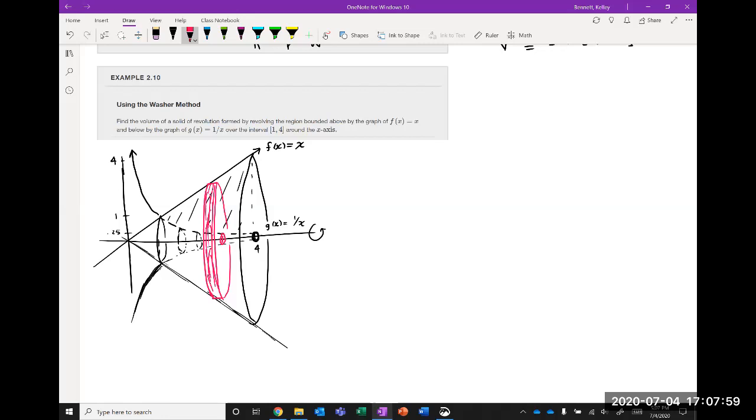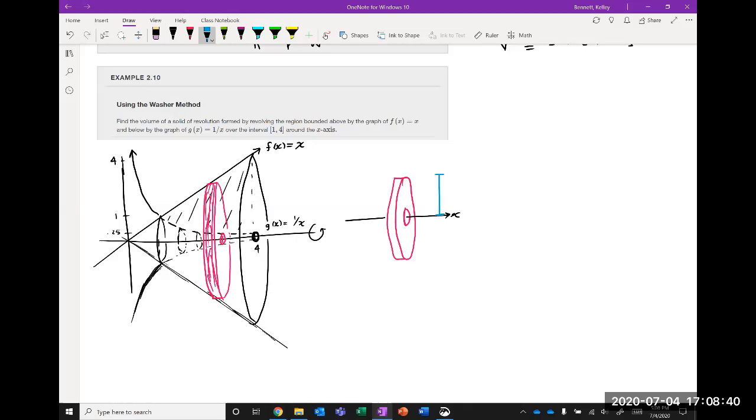Now if I extract this washer, maybe draw it a scootch smaller, I'm going to exaggerate that little hole in the middle. Whatever, I'm moving on. Okay, so let's talk about the big radius. If I'm shooting out from the x-axis, then I'm going to have my big radius, which is going to be from here to here.